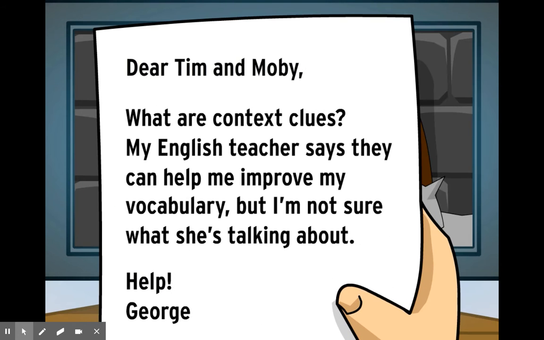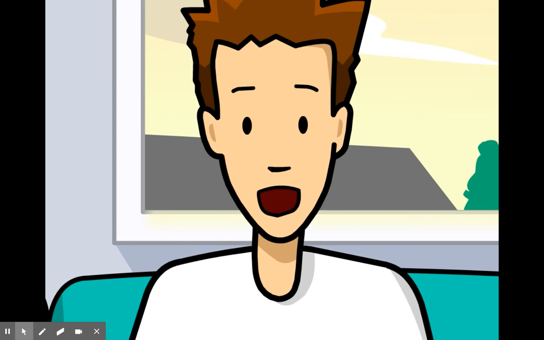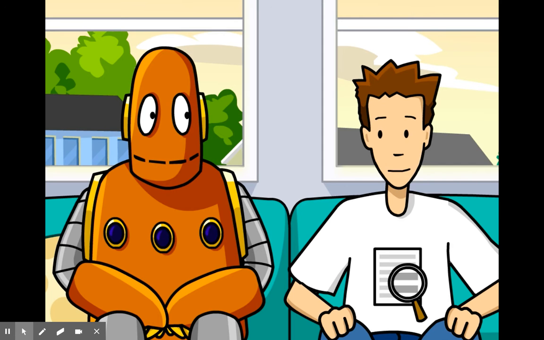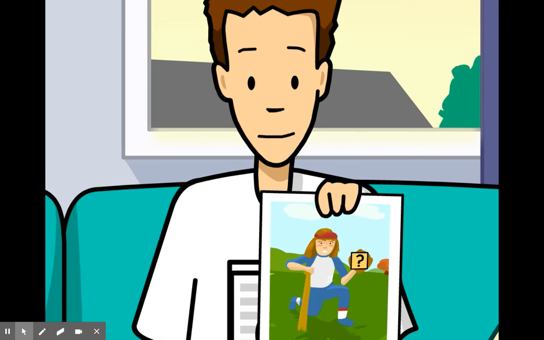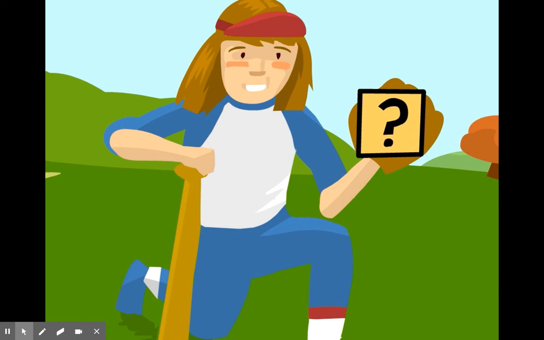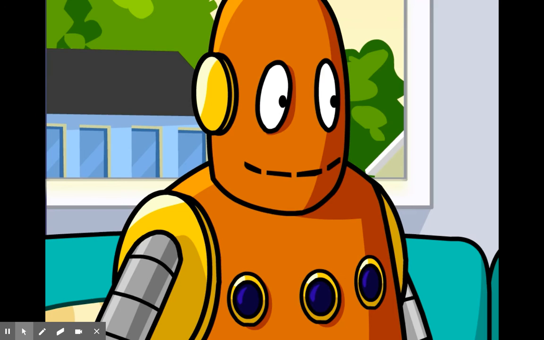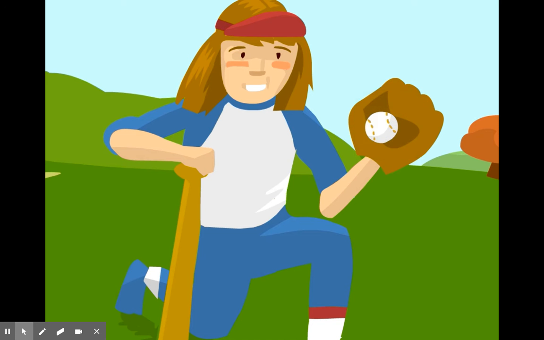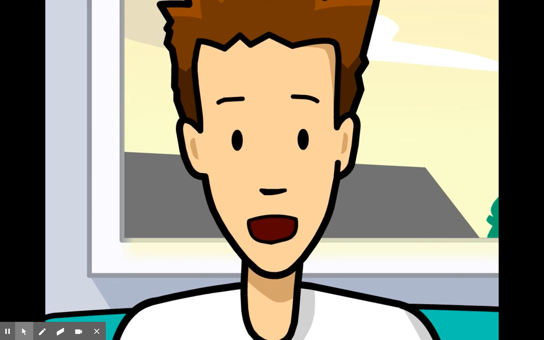Dear Tim and Moby, what are context clues? My English teacher says they can help me improve my vocabulary, but I'm not sure what she's talking about. Help. From George. Well, George, when we talk about context, we're talking about something's surroundings. You know, like the setting or the backdrop. Take a look at this picture. Can you tell what's missing by looking at the context? Heck yeah, a baseball. You can do the same detective work with words.